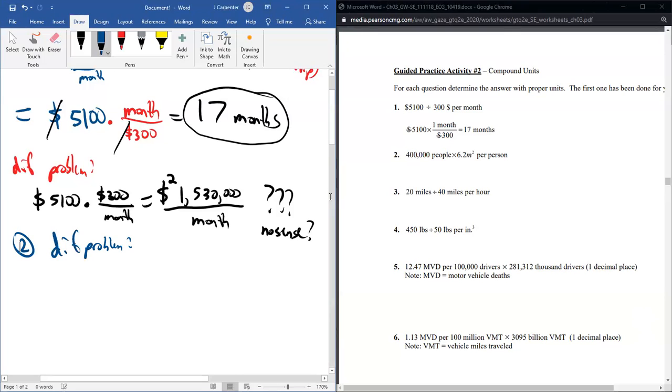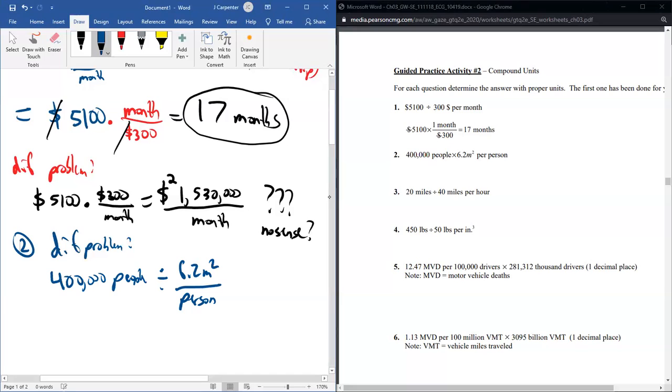Let's just say again, I gave you a word problem that said you have 400,000 people and this city or state or whatever on average has 6.2 meters squared per person. And I say, how much space do you need for all these people? Something like that. So all I give you is those two numbers and you think, maybe I'm just going to divide them. So I take 400,000 people and then I divide by 6.2 meters squared per, so bottom, person.